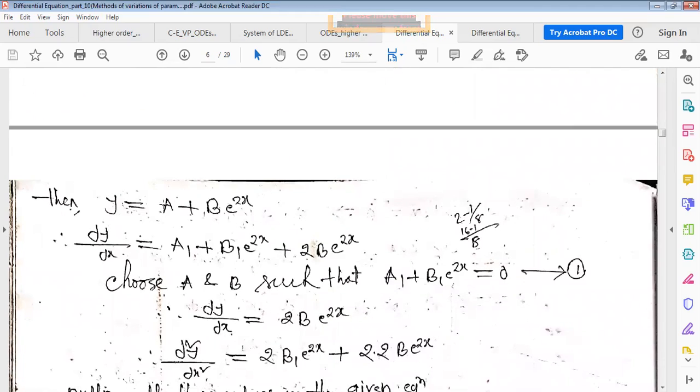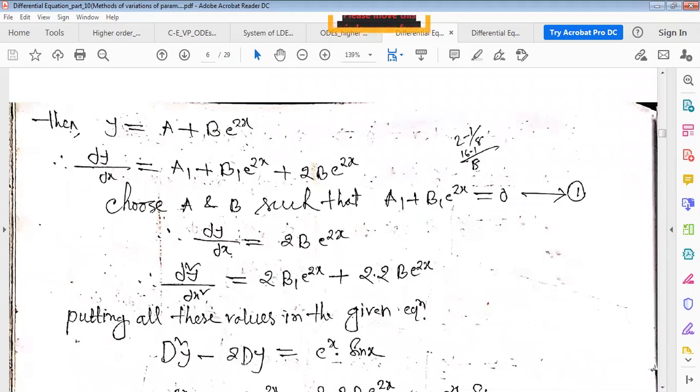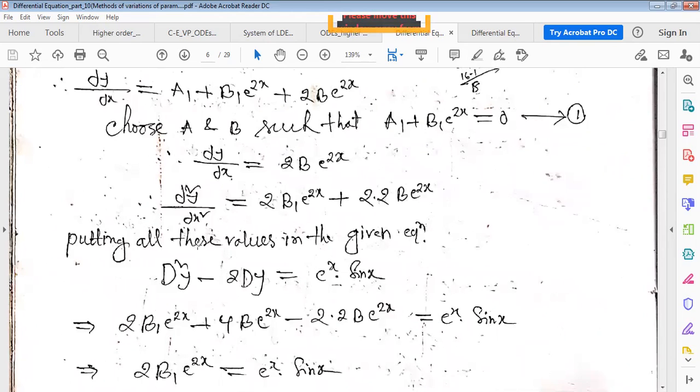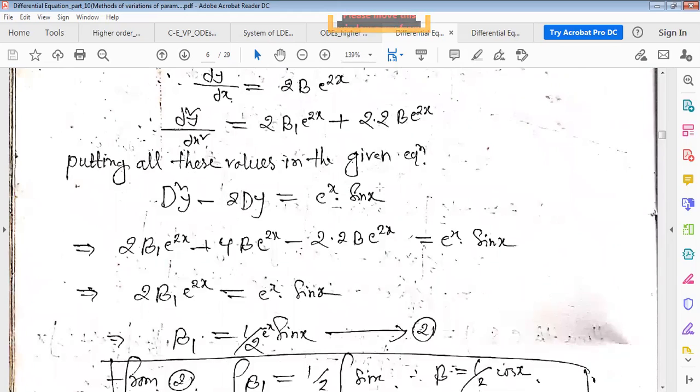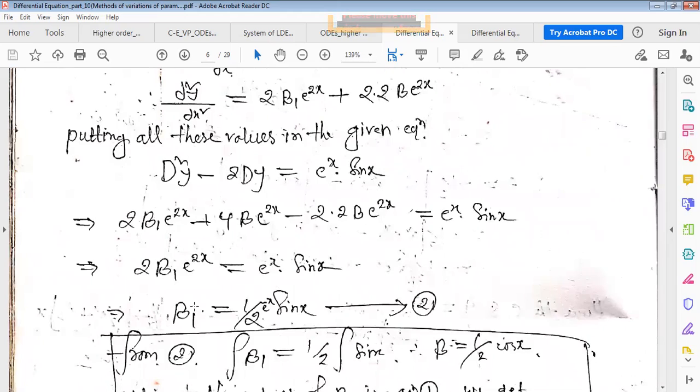Taking y equals to this and the first differentiation, choosing a and b such that a1 plus b1 e to the power twice x will be what? 0. So dy/dx transforms to 2b e to the power twice x. So for the double differentiation of this, we get another two terms using the UV process. Now putting all these values in the given differential equation, we get b1 equals to this one.